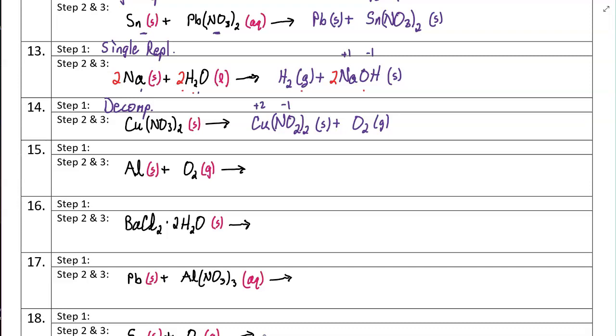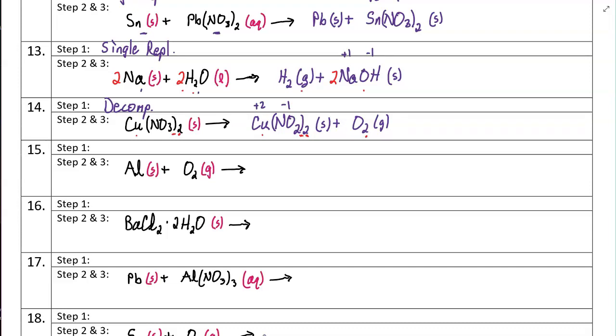Next, balance. There's the same amount of coppers on both sides. Right now, there's the same amount of N's on both sides. There's 2 N's on both sides. Are there the same amount of O's? 3 times 2 is 6 O's. On the right side, 2 times 2 is 4 O's. And here's another 2 O's. That's also 6 O's. This equation is already balanced.